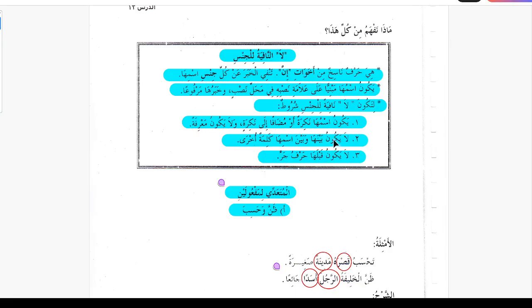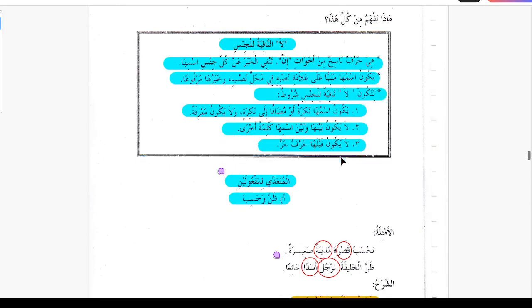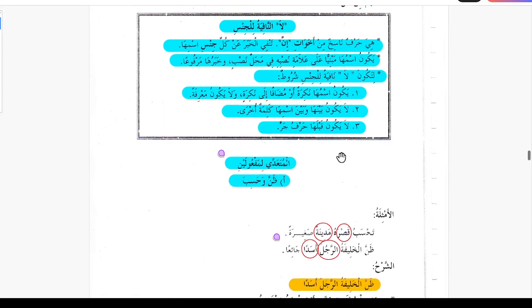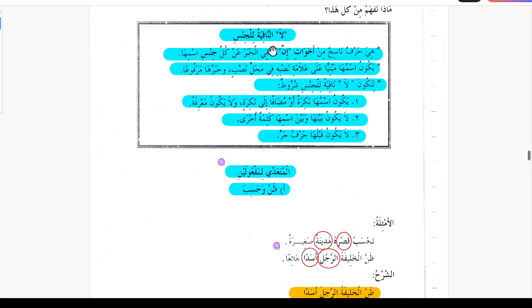Wala yakunu marifa. La yakunu bainaha wa baina ismiha kalimatun ukhra. So between the la and its ism, there should not be any other word. La yakunu qablaha harfu jarin. There should not be any harfu jar before la. So that is just the brief summary of this whole discussion about la nafiyatul lil jins.